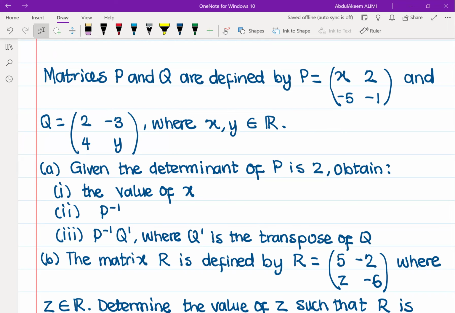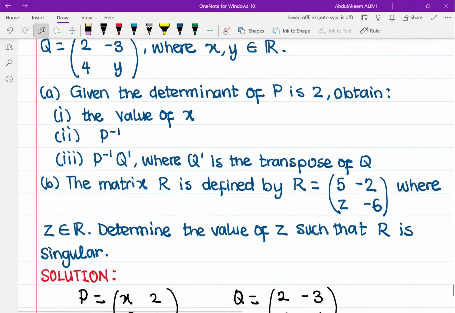So for this question, we have matrices P and Q defined by P equals x, 2, minus 5, minus 1, and Q equals 2, minus 3, or y, where x and y are elements of real numbers. The first question: given that the determinant of P is equal to 2, obtain the value of x for Roman figure 1. For Roman figure 2, obtain the value of P inverse. For Roman figure 3, obtain the value of P inverse Q prime, where Q prime is the transpose of Q.